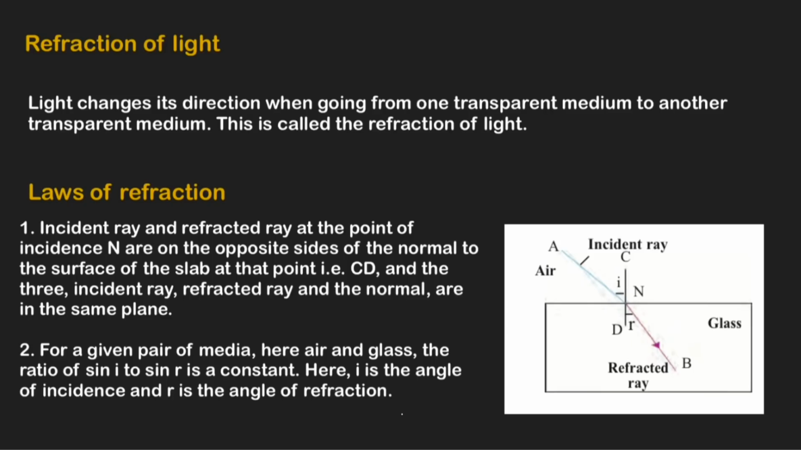Now the second law of refraction says that for a given pair of media, here air and glass, the ratio of sin i to sin r is a constant. Here i is the angle of incidence and r is the angle of refraction. We can call this law Snell's law also, that is sin i upon sin r is equal to constant, or we can denote that constant by small n.